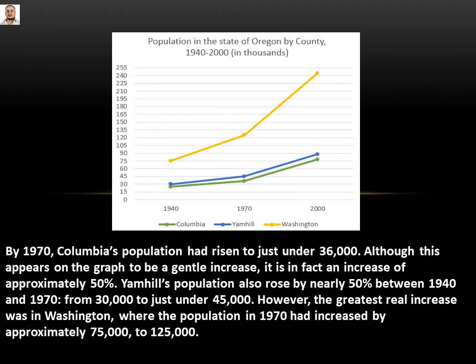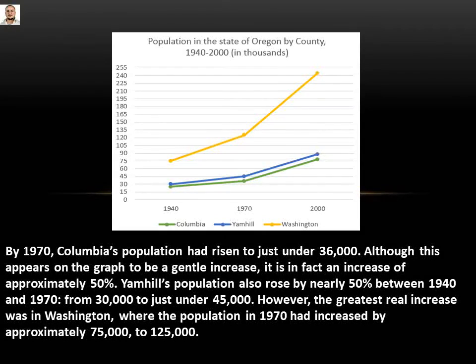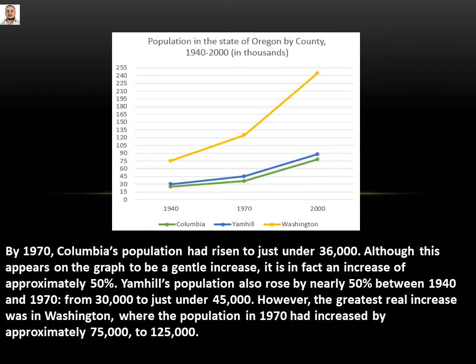By 1970, Columbia's population had risen to just under 36,000, although this appears on the graph to be a gentle increase. It's in fact an increase of approximately 50%. Yamhill's population also rose by nearly 50% between 1940 and 1970, from 30,000 to just under 45,000. However, the greatest real increase was in Washington, where the population in 1970 had increased by approximately 75,000 to 125,000.